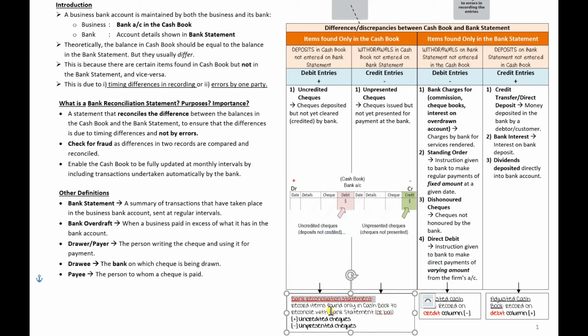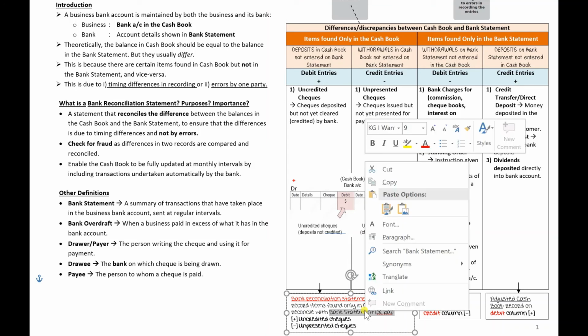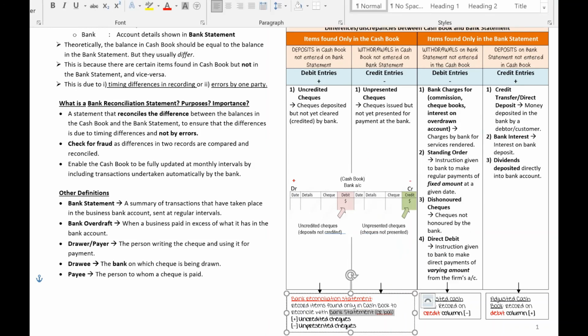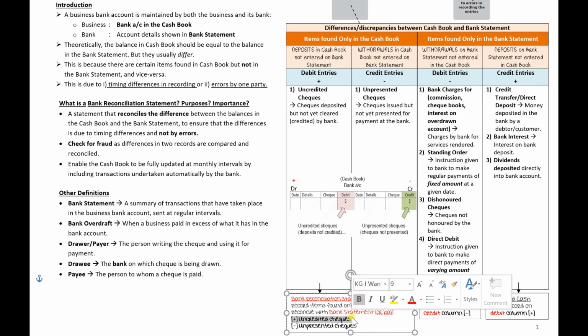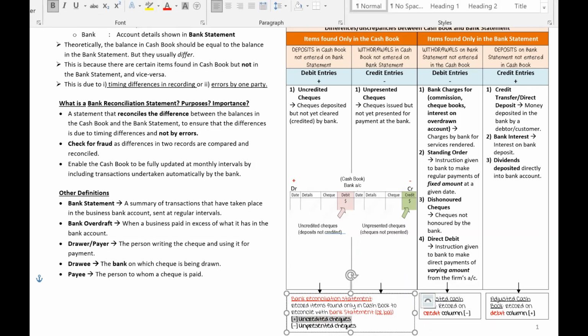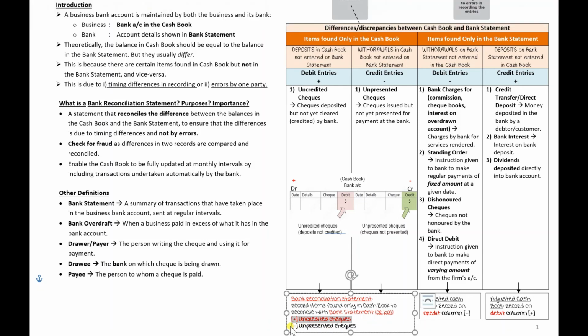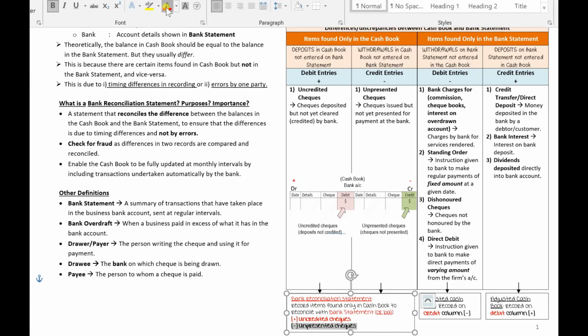So the bank statement will have a credit balance. Okay, so these items are not in the bank statement. So with a credit balance, for example, this one is debit, right? We'll put it on the credit side. So we have to add uncredited checks, and minus unpresented checks.